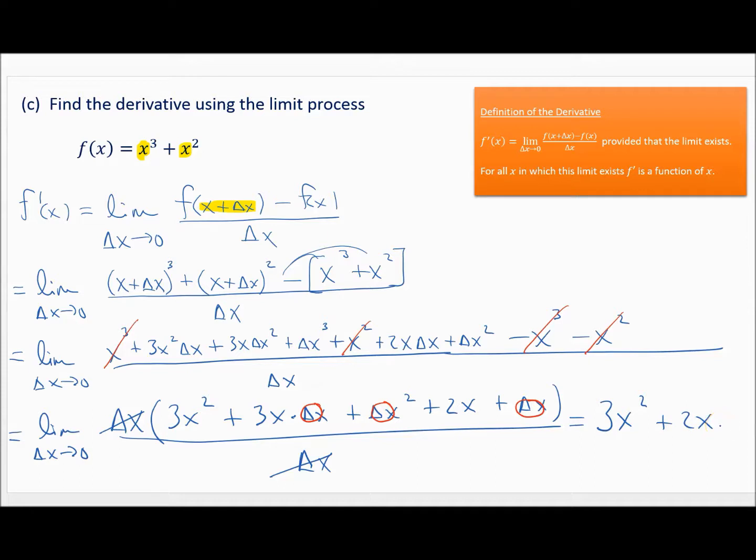And since I've taken the limit, I don't like the limit anymore. As soon as you substitute this value in, or you evaluate the limit using some other method, then that is your result. So here's what we found. We found the derivative of x to the third plus x squared is 3x squared plus 2x. Awesome, isn't it? It's a lot of algebra, but you've got this.